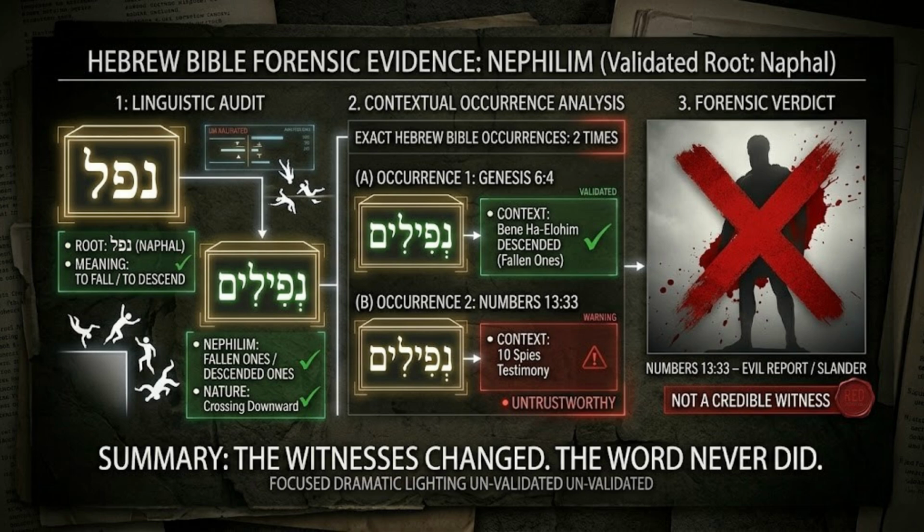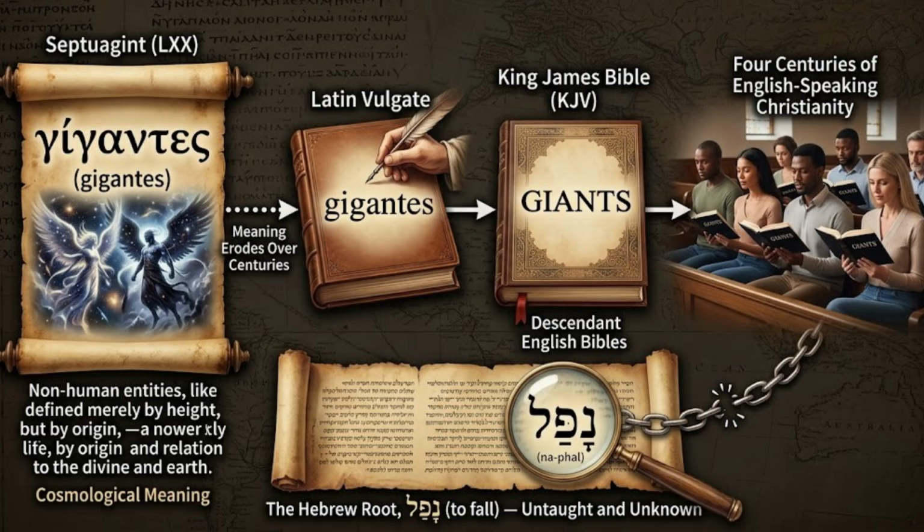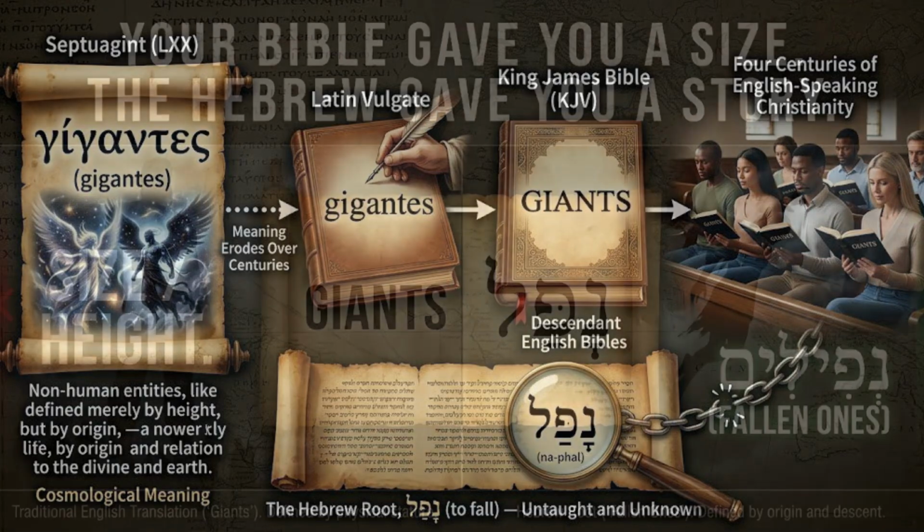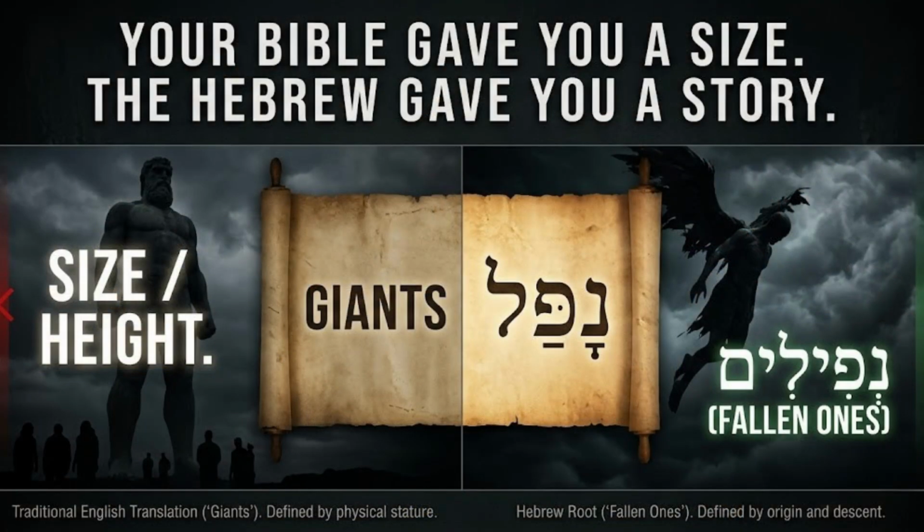The word giants entered the tradition through the Septuagint's gigantes, a Greek word with a cosmological meaning that eroded over centuries into a physical one. Jerome's Latin Vulgate preserved it. The King James and its descendants inherited it, and 4 centuries of English-speaking Christianity read it without ever being told what the Hebrew root said. Your Bible gave you a size. The Hebrew gave you a story. The Nephilim were not defined by how tall they stood. They were defined by the fact that they fell.